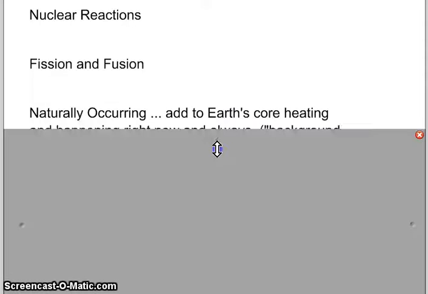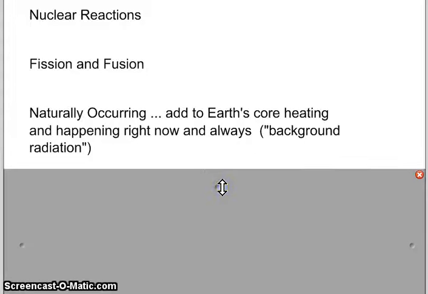We've talked about fission and fusion, and today's lesson is really going to focus on fission, the splitting apart of nuclei. Just so you know, fission is occurring naturally. It's part of what we might call our background radiation. It's something that we live with every day, and radioactive elements within the Earth's core actually help to keep the Earth's core heated. It's happening all the time.